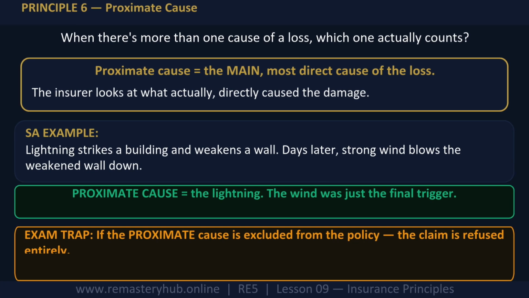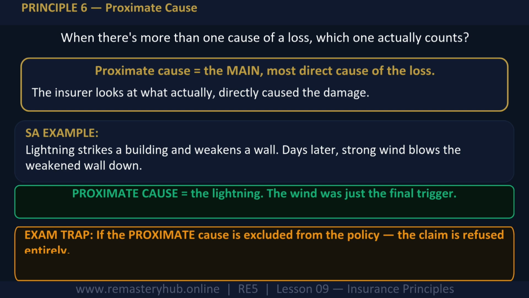Principle 6. Proximate cause. In plain words, when there's more than one cause of a loss, the insurer looks at the main, most direct cause, not just the last thing that happened. SA example: lightning strikes a building and weakens a wall. A few days later, strong wind blows the already weakened wall down. What caused the loss? The proximate cause is the lightning because that's what actually weakened the wall in the first place. The wind was just the final trigger for something the lightning had already set in motion.